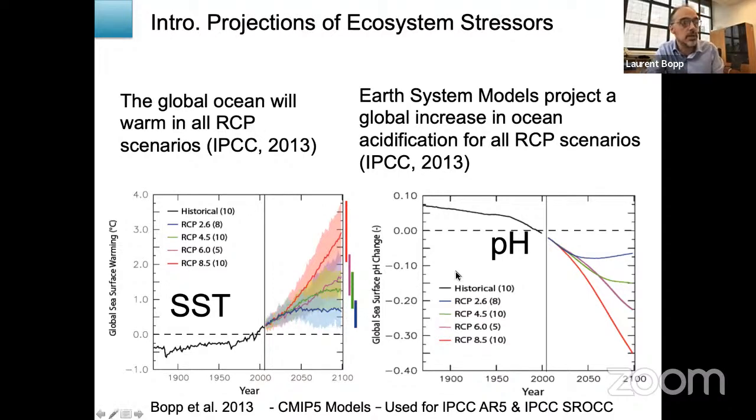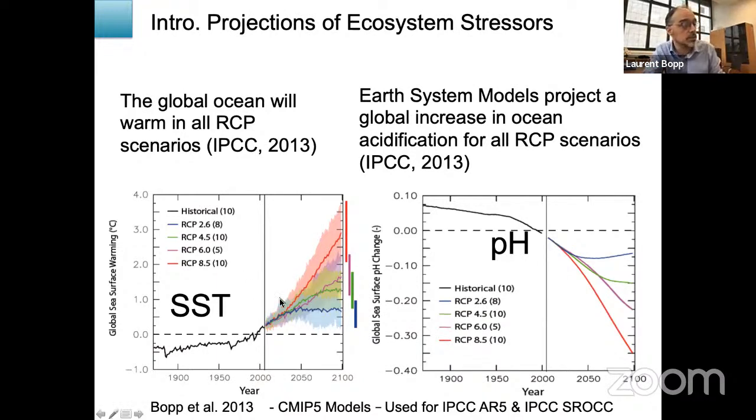So what you see here are typical representations of projections for sea surface temperature on the left and for sea surface pH on the right. You have different colors for different scenarios, from a high emission scenario in red to a high mitigation scenario in blue. And we always represent those projections the same way. The line is the average of all the models that performed the projection, and the envelope around the line is an estimate of the uncertainty that is based on differences between the models. So it's typically plus or minus one intermodel standard deviation.